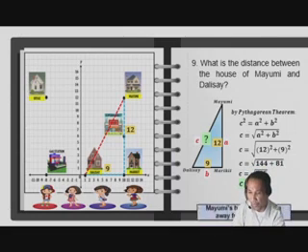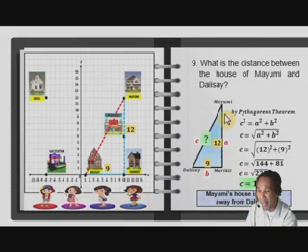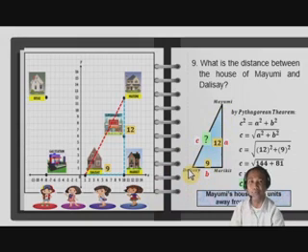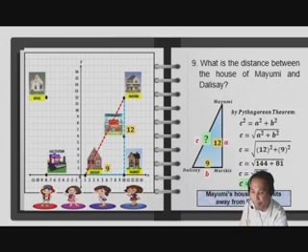So therefore, the distance of Mayumi's house and Lisai's house is equal to 15 units. Ano ba yung units na yon? Pwede siyang meter, okay? Pwede siyang kilometer, okay? Kung ano ba yung ginagamit na units sa simula ng problem.